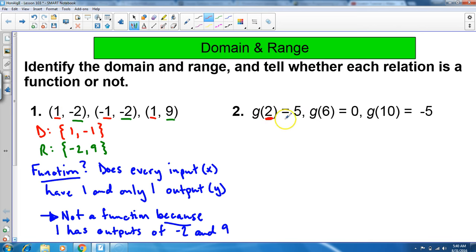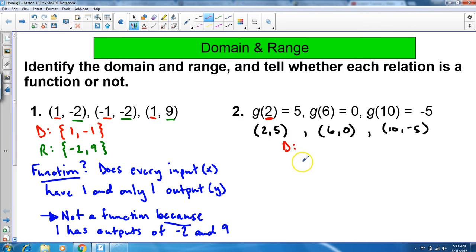Well, that's just a different way of representing an ordered pair. So what this really means is I've got an ordered pair here of 2, 5. Input, output. Over here, I've got another ordered pair of 6, 0. Input, output. Another ordered pair of 10, negative 5. So this is really just a different way of representing the same type of thing that we did in number 1. So let's go through the same process.